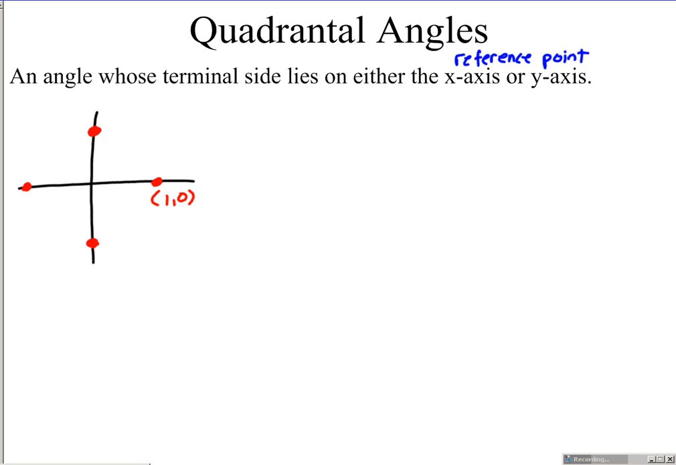If I rotate 90 degrees, then I end up right here. Now that point is going to be at 0, 1. Rotate 180 degrees, I end up right here. That point's going to be at negative 1, 0. And I rotate 270, I end up down here. And that point is going to be at 0, negative 1.